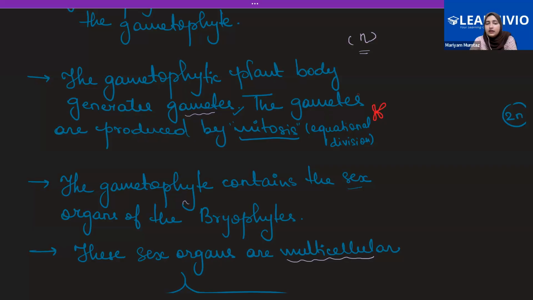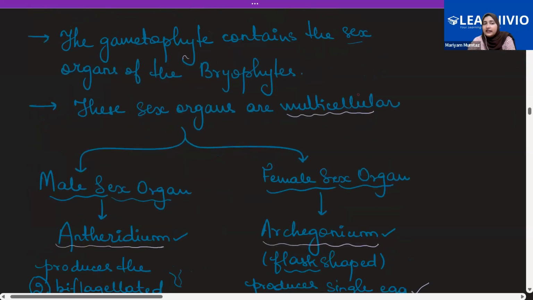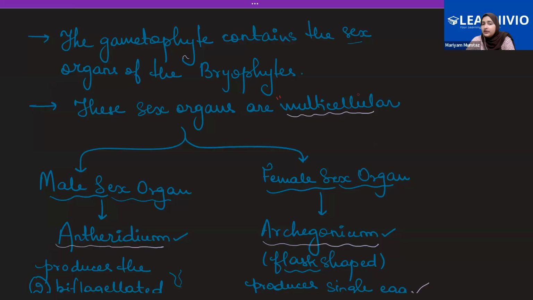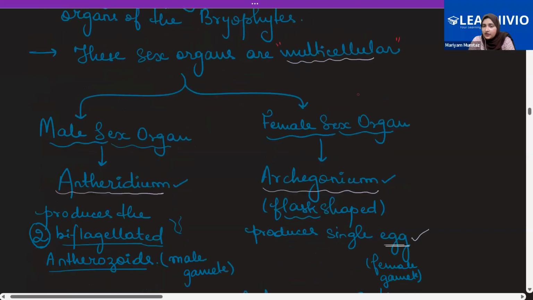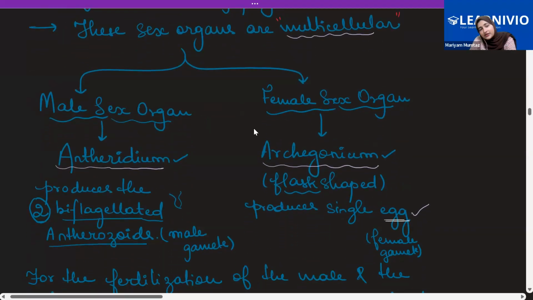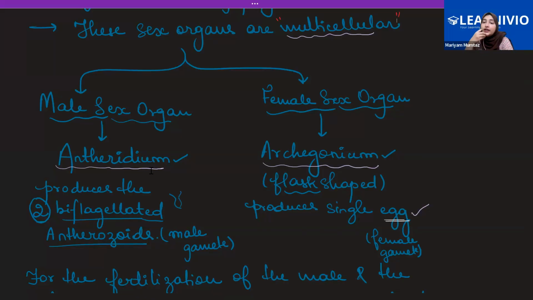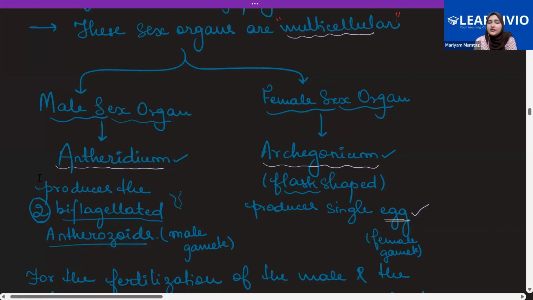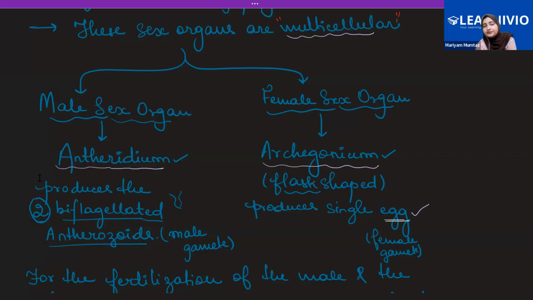Now the gametophyte contains the sex organs of the bryophytes. Now in them, the sex organs are multicellular. They are of two types, male sex organ and the female sex organ. The male sex organ of the bryophyte is called antheridium, whereas the female sex organ is called archegonium. The male sex organ will be producing the male gamete. The female sex organ will be producing the female gamete.